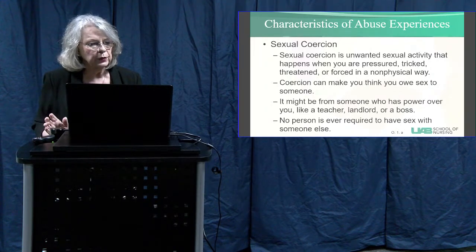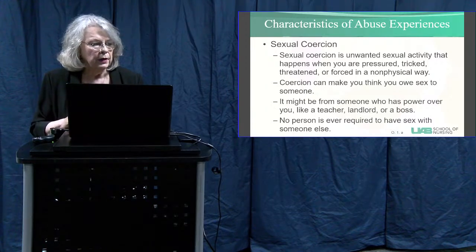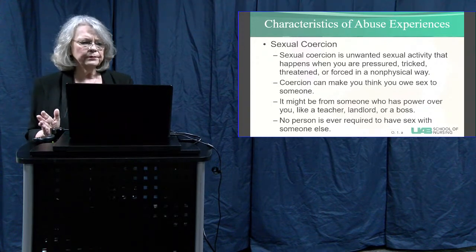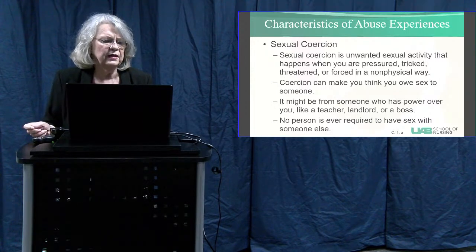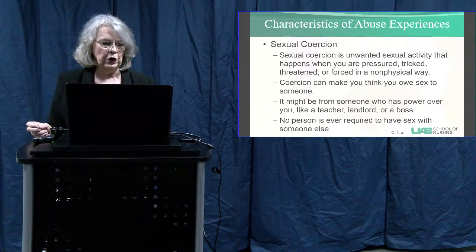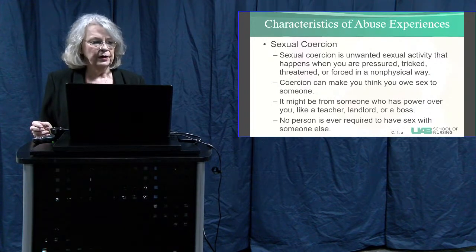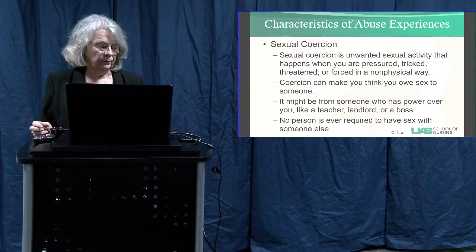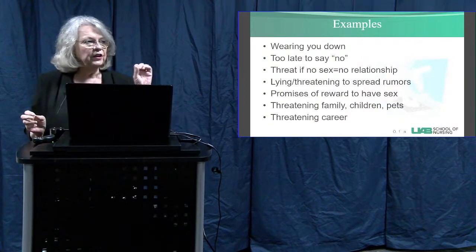It's unwanted sexual activity. You're pressured, you're tricked, you're threatened, and you're forced. It can make you think that you owe sex to this aggressor. It might be from someone who has power over you, like a teacher or a landlord or boss, but in this context of domestic violence, it's going to be your intimate partner. And I want to emphasize, no person ever is required to have sex with someone else, ever. So what is he going to say? I want you to figure out the category here.